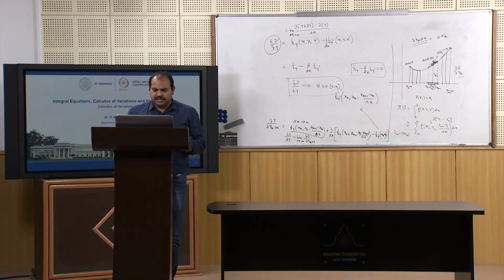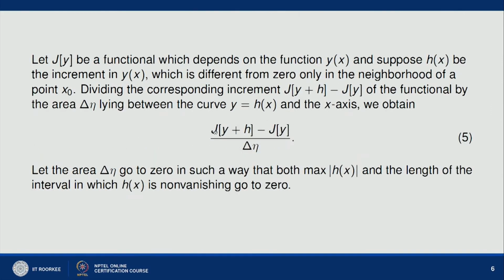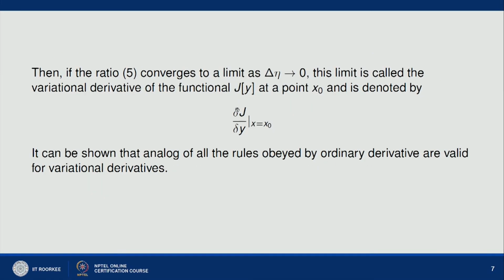So, here we can say that if the ratio converges, the ratio meaning this thing, that is, if the ratio J[y plus h] minus J[y] divided by delta sigma converges to some limit as delta sigma tends to 0, we call this limit delta J by delta y in the neighborhood of x equal to x naught, and we denote it like this. We call this the variational derivative of the functional J[y] at the point x naught.